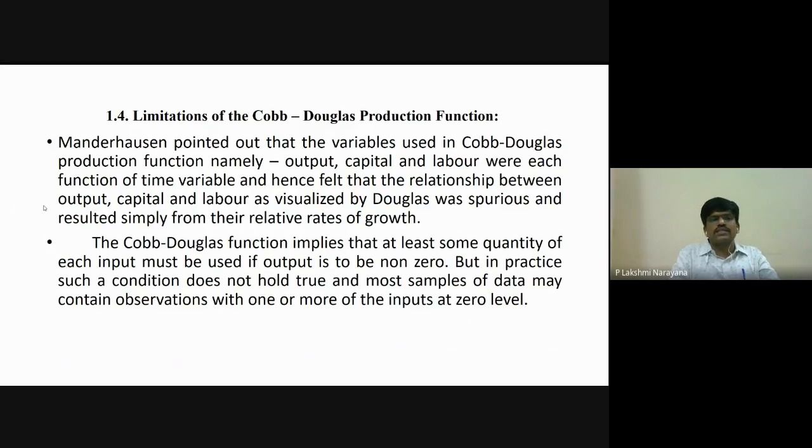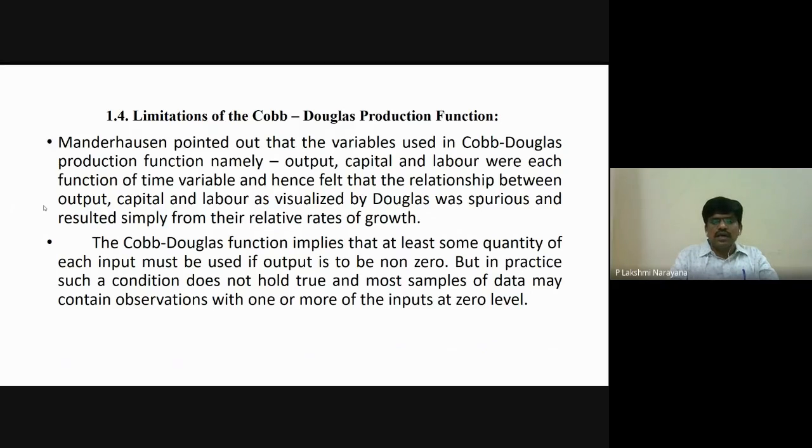Mendershausen has pointed out that the variables used in the Cobb-Douglas production function, namely output, capital, and labor, are each a function of the time variable, and hence felt that the relationship between output, capital, and labor as visualized by Douglas was spurious. It resulted simply from their relative rates of growth. This is one of the limitations mentioned by Mendershausen.